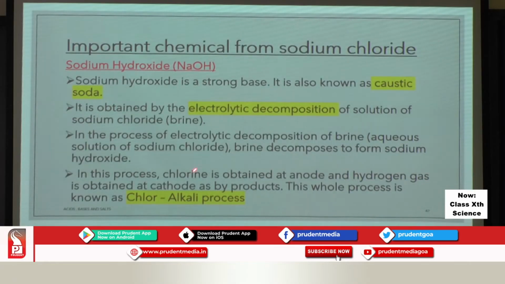So in the process of electrolytic decomposition of brine, that is an aqueous solution of sodium chloride, brine decomposes to form sodium hydroxide. We will have a look at the experiment in our next slide. Now in this process we are obtaining byproducts. From this we are obtaining hydrogen gas and also chlorine. Chlorine is released at the anode and hydrogen gas is obtained at the cathode. Anode is a positively charged electrode, whereas cathode is a negatively charged electrode.